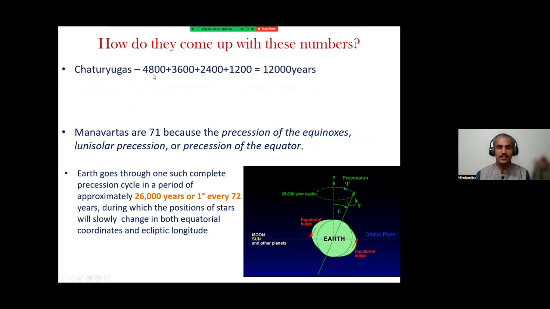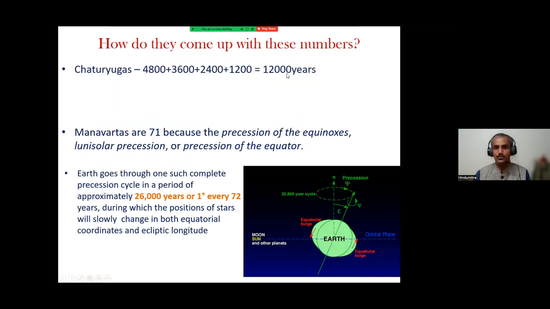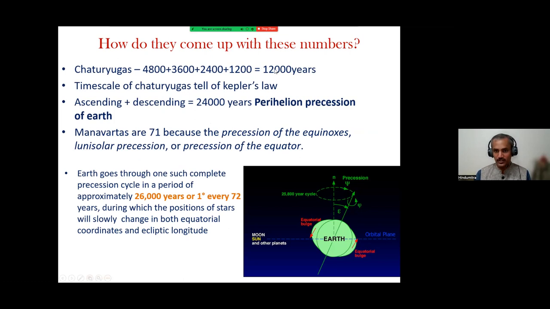It is found that the Chaturyugas, when you add up, like what I just said, 432, 864 and so on, it adds up to 12,000 years. This is according to one of the Puranas. If you add the ascending and descending, it adds up to 24,000 years, which is nothing but the precession of Earth. Earth has a property to spin like a spinning top. It rotates around its own axis, revolves around the sun, and it also spins around its axis. The spinning of the axis takes 26,000 years, and every 72 years, it moves 1 degree.